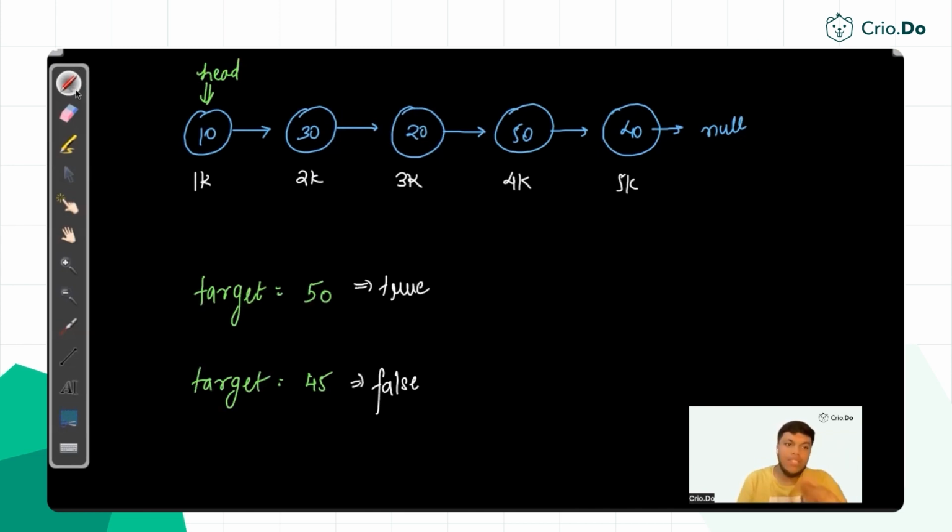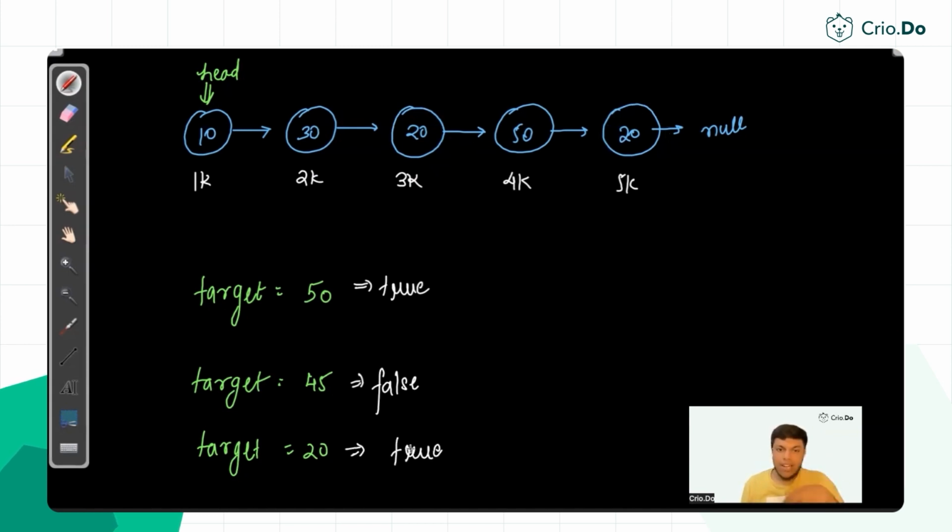Can there be multiple nodes with the same data? Yes, there can be. Even if, let's suppose, this is not 40, even if this is 20 only, and the question is that the target is 20, is 20 present? The answer will be of course yes. 20 is not only present, but it is present multiple times. But still the answer is true.